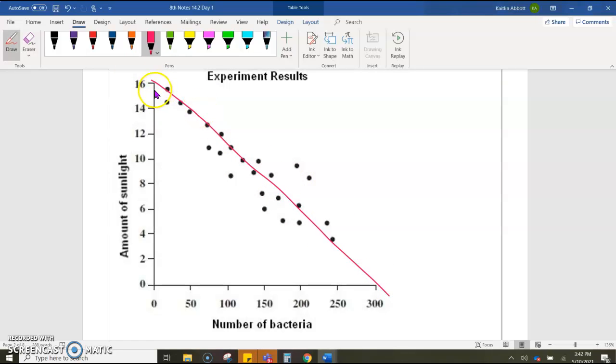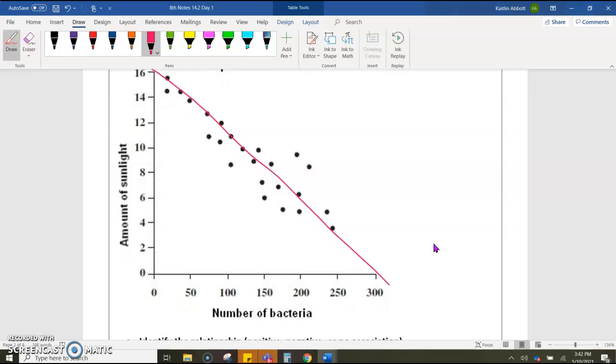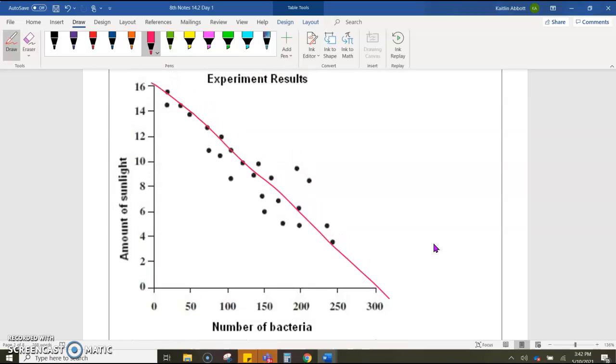But basically, it's probably going to start up here at 16 and it decreases. It's going down. You see how it's going down from left to right? It's going downhill, so it's a negative correlation. Our line of best fit, and so we are able to draw a line that goes through a majority of the dots. It probably could even go lower, maybe, and get through these dots.